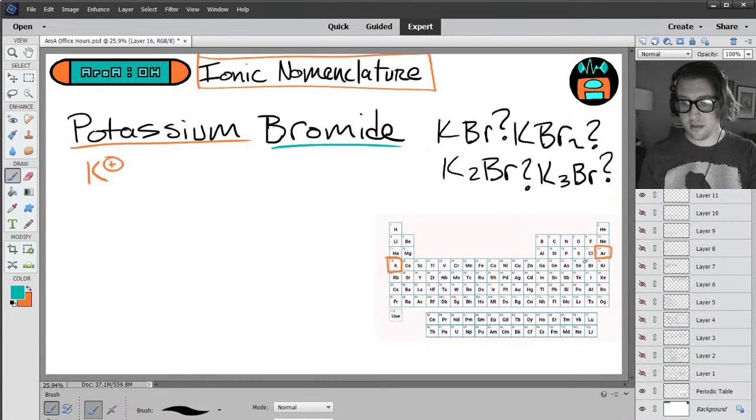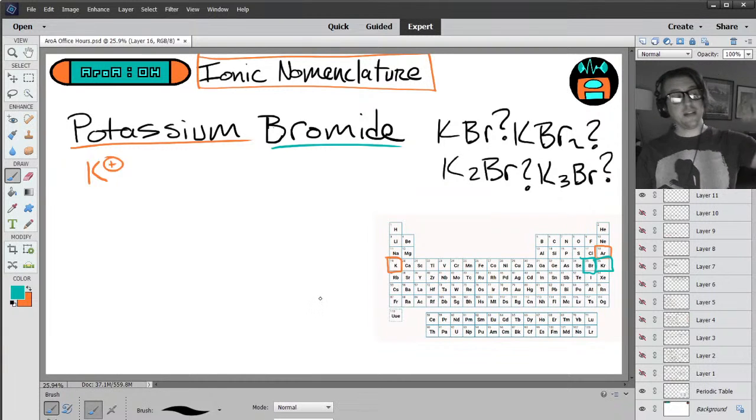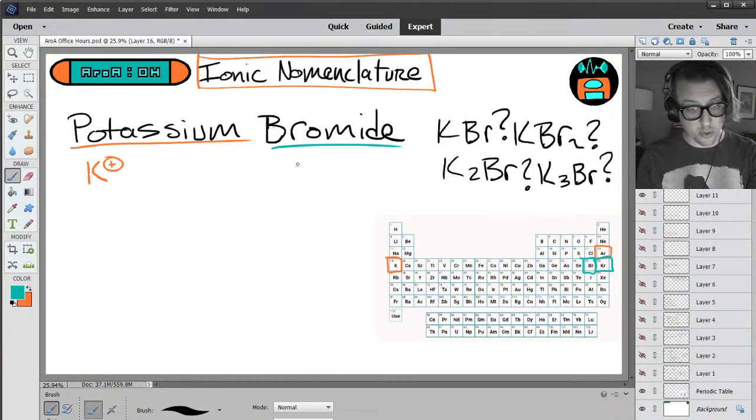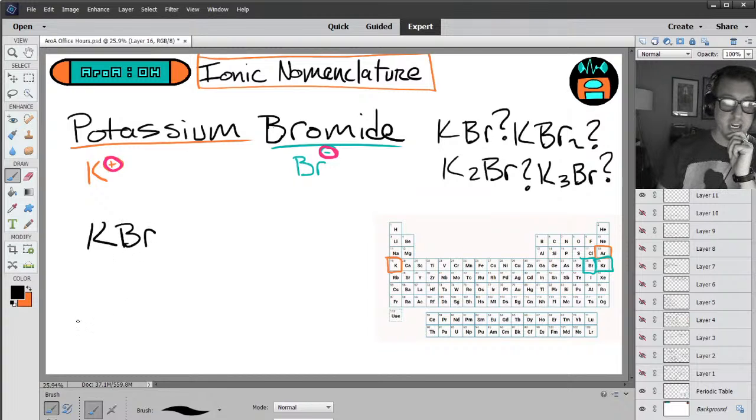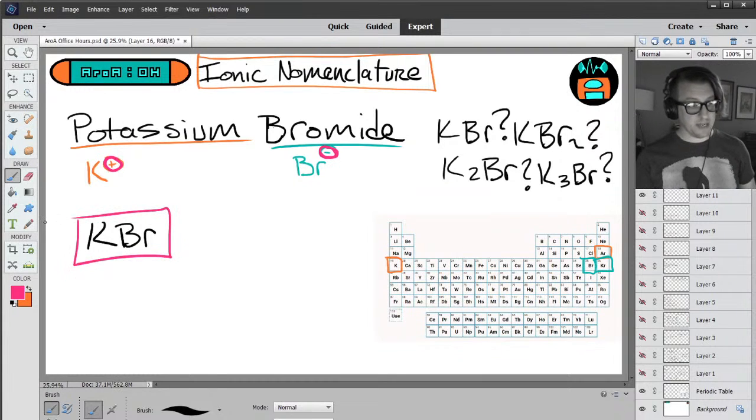Bromine has 35 electrons. It wants to be like krypton, which is 36 electrons. So bromine is going to gain 1 electron to become bromide. If it's gaining 1 negative charge, it will have a charge of -1. Because our positive charge is +1 and our negative charge is -1, that means potassium and bromide will come together in a 1-to-1 ratio. So potassium bromide must be KBr.